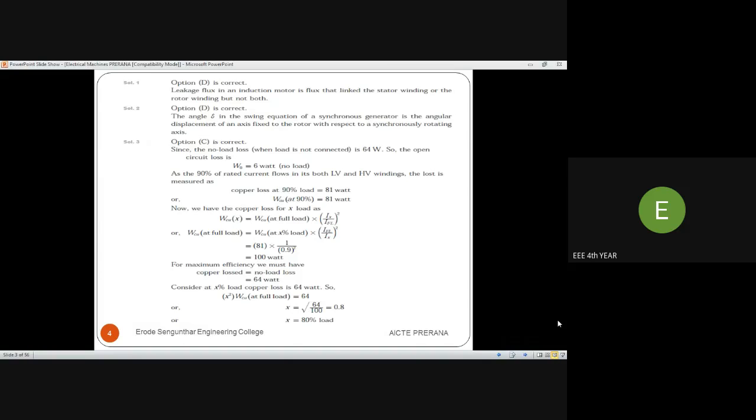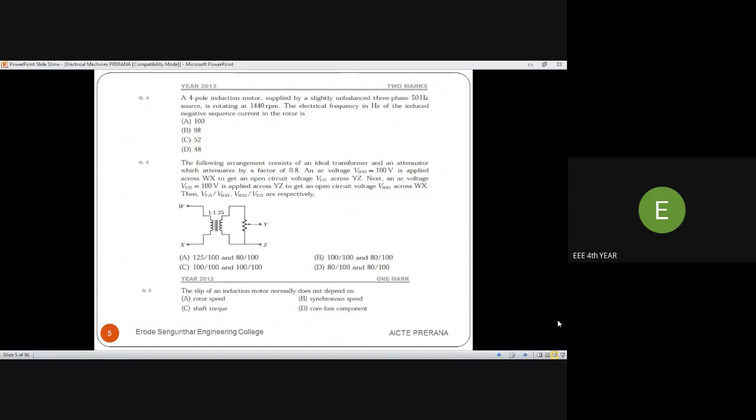Next, 2 more questions, from the year 2013 solved GATE paper. Question number 4. It is a 4-pole induction motor supplied by a slightly unbalanced 3-phase 50 Hz source. It is rotating at 1440 rpm. The electrical frequency in hertz of the induced negative sequence current in the rotor is? There are 4 options: A 100, B 98, C 52, D 48.